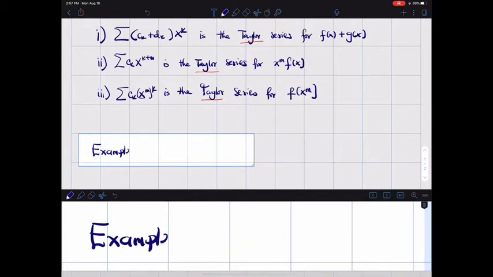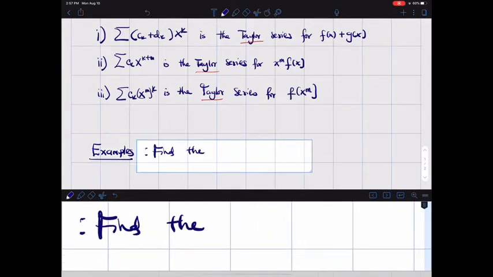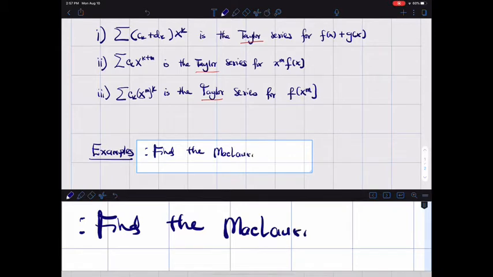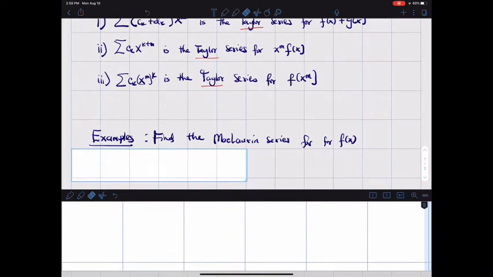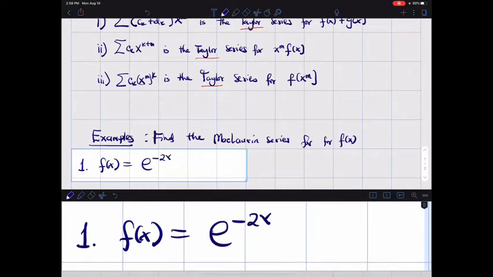Let's do some examples. We want to find the Maclaurin series, which is the Taylor series centered at x equals 0, for each function f(x). In this case, the first one, f(x) is equal to e to the power of negative 2x.